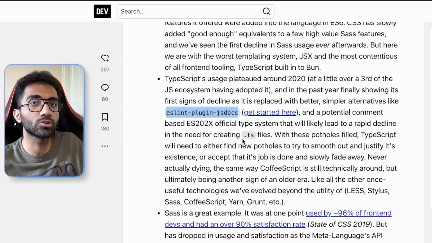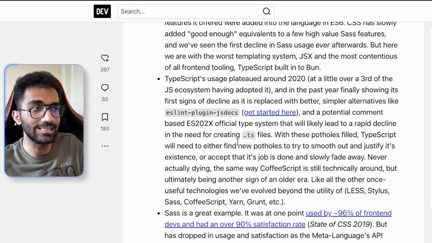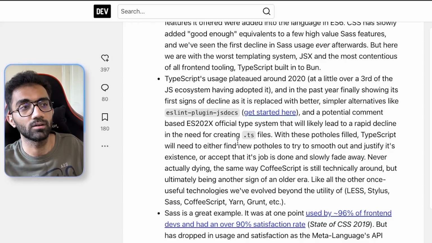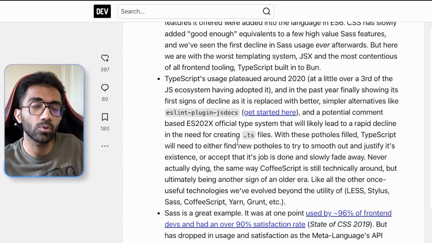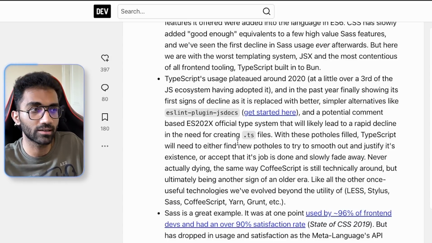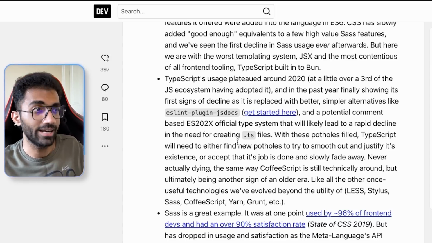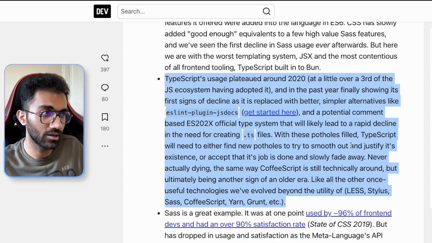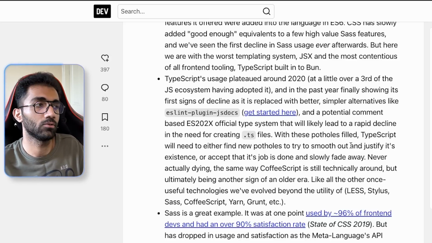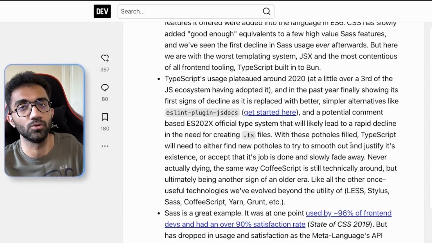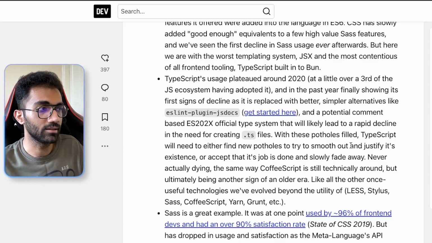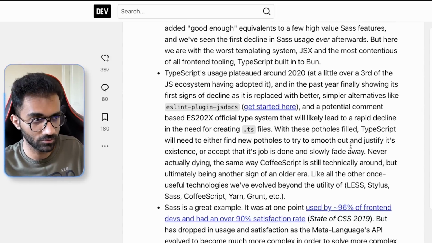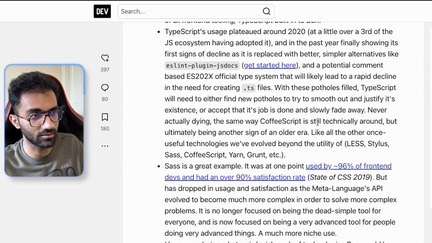ESLint has a separate job, right? ESLint's plugin of JSDoc is not an equivalent or a simpler alternative to TypeScript. There are things you cannot do in JSDoc which are possible in TypeScript. This is wrong. I don't think TypeScript is going anywhere in the next 5 years, let's say. I don't know, if somebody comes out with a revolutionary new type system, that's a different thing. But in the next 5 years, it's not going anywhere. And JSDoc, for once, is not taking TypeScript down. So let's just agree to disagree on this point.